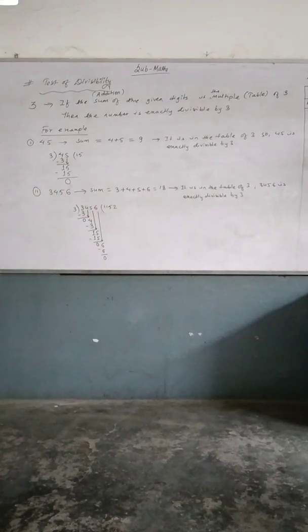So at first you have to add the given digits. If after adding, the sum is in the table of 3, then it is exactly divisible by 3 only. So at that time there is no need to do this process to check whether it is exactly divisible by 3 or not.